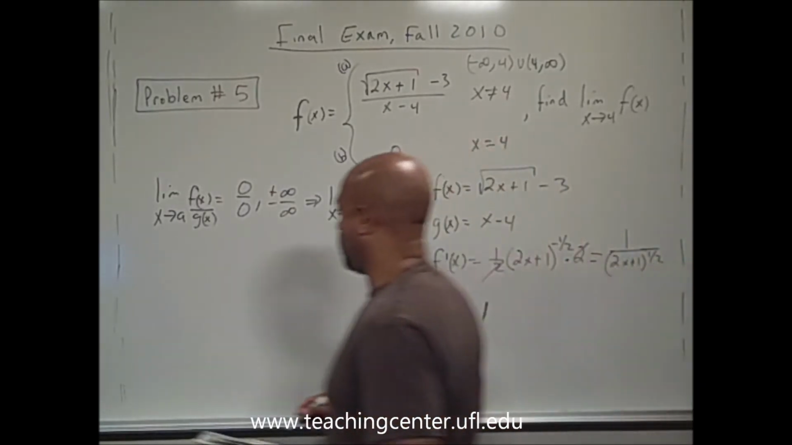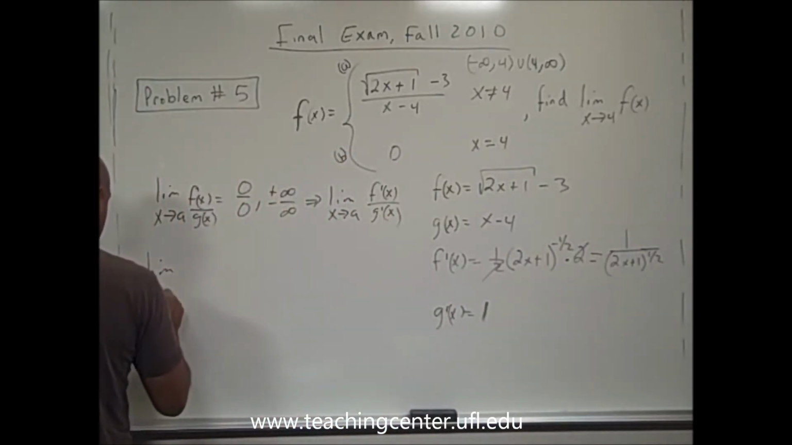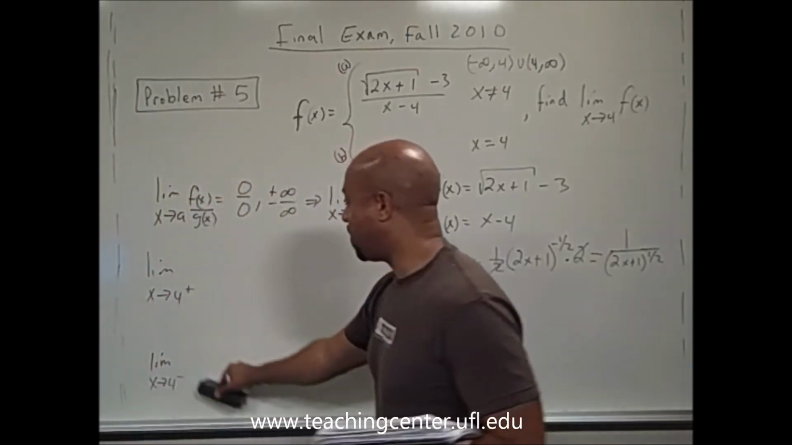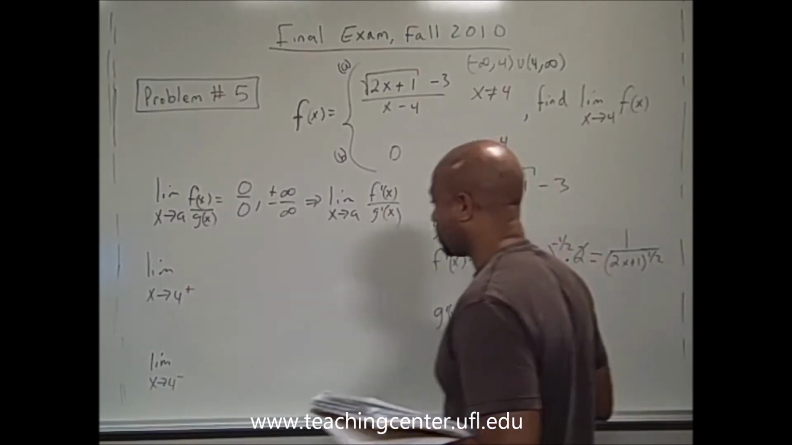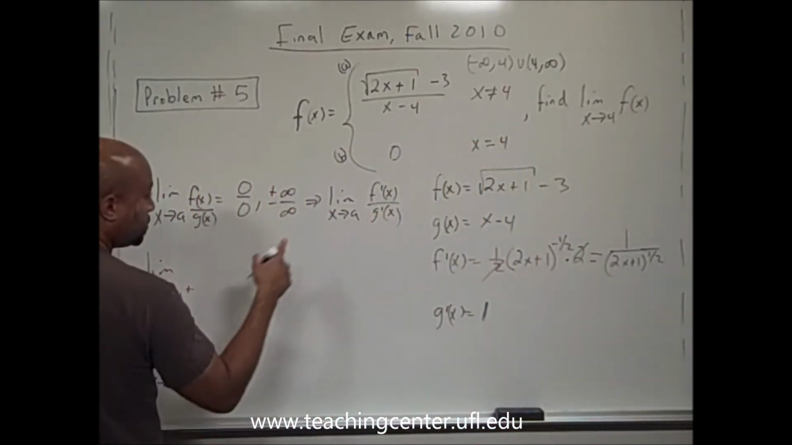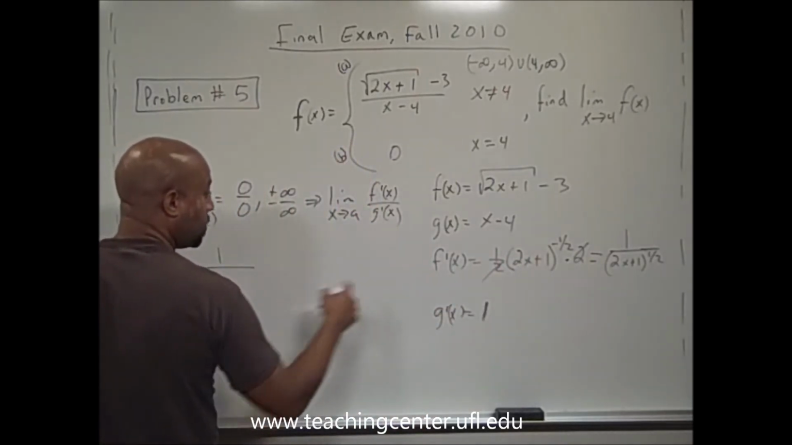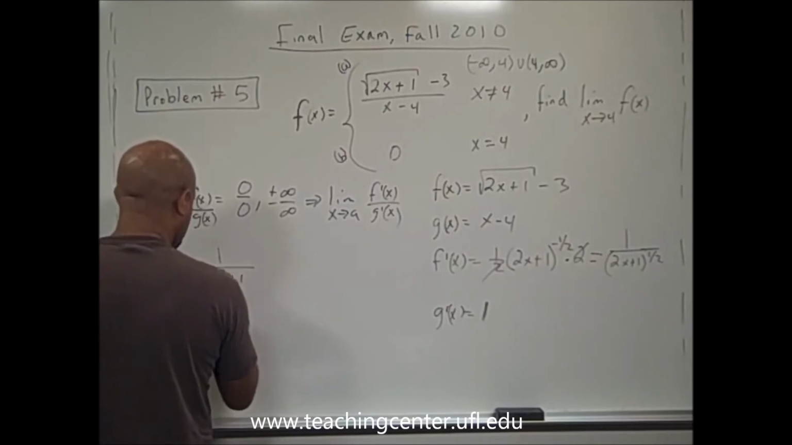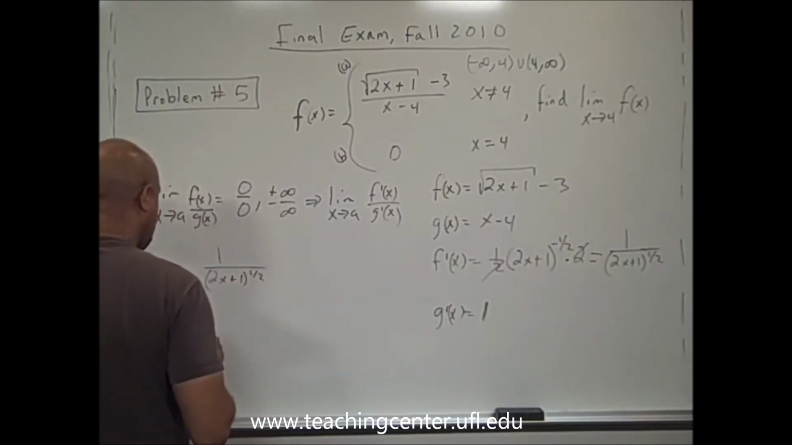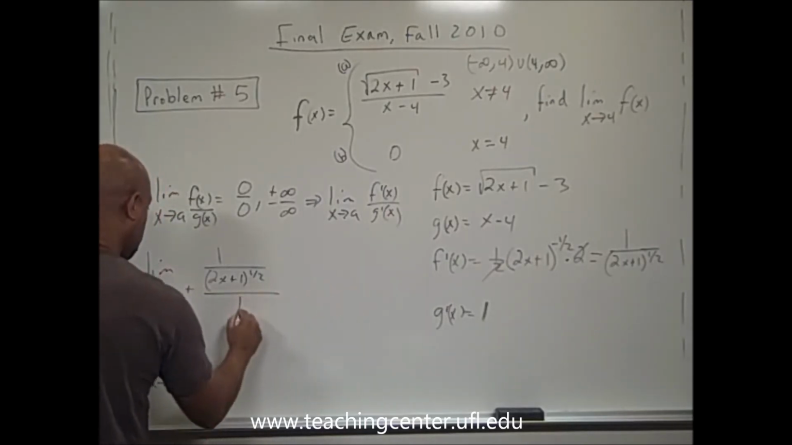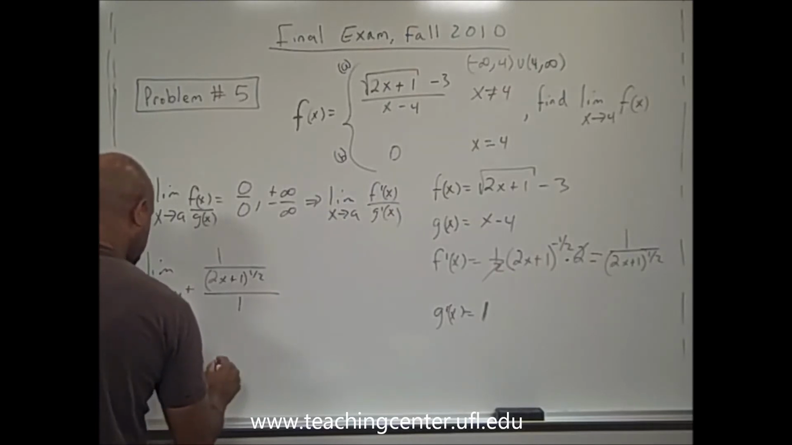Okay, so we can rewrite our limit as x approaches 4 from the right, and our limit as x approaches 4 from the left. Remember, we're still trying to evaluate what's happening from the right and from the left. And so now we're going to use the derivative. The derivative is 1 over 2x plus 1, the square root of that, or to the half. And that's going to be divided by our derivative of g, which is just 1. And this is going to be the same thing.